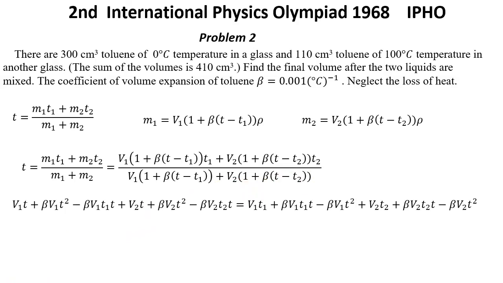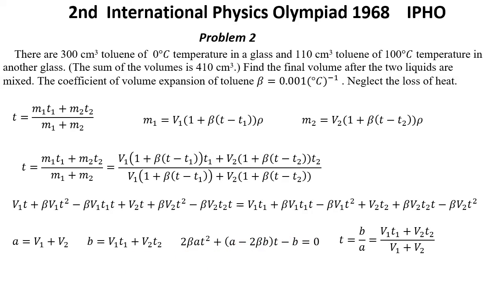So we have an equation like this. This is a quadratic equation in T, and using new parameters A and B we can rewrite it in more compact form. If we choose now A equal V1 plus V2 and B equal V1 T1 plus V2 T2, we have this quadratic equation, and this equation has two roots. One root is negative, which we don't need, and the other is positive, which is T equal B over A, which is this one. Exactly as this formula, but for masses, not for volumes.